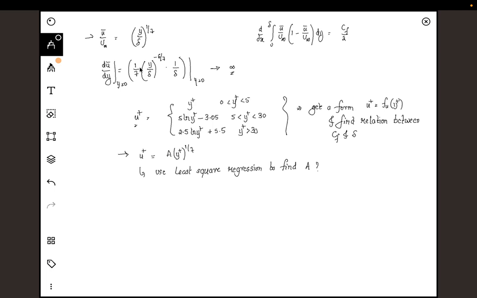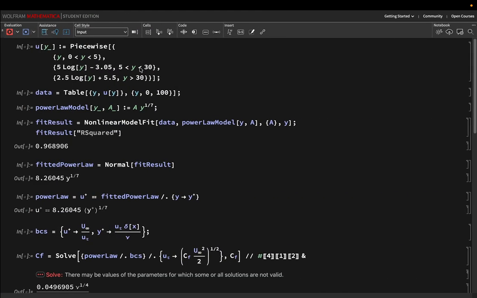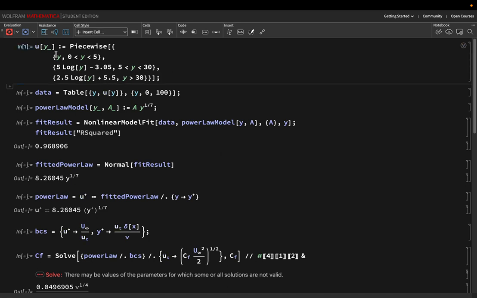Once I have the value of A, which I have solved using Mathematica as before, so this is the velocity profile that we have assumed. So we are defining a piecewise function. Between 0 to 5, u is y. Between 5 to 30, it is 5 ln y minus 3.05, and greater than 30, you have 2.5 ln y plus 5.5. So what this table does is it will vary y from 0 to 100. Anyway, not 0, let's put y plus equals 1, because at 0 it will have a singularity.